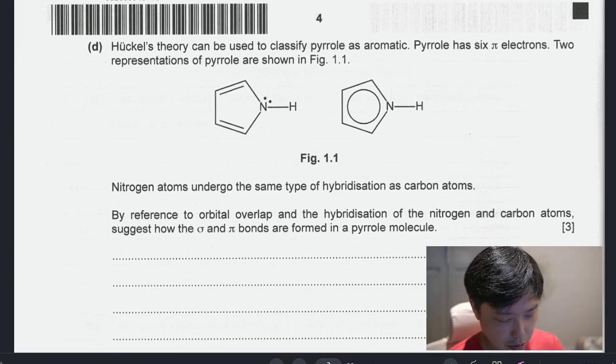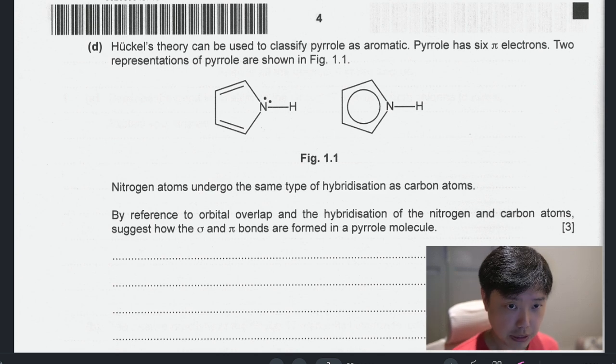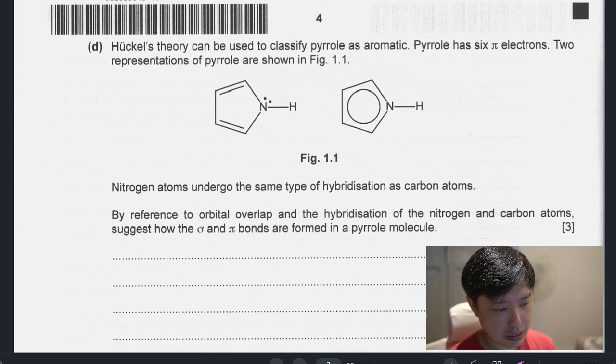Okay, everybody, let's continue with question 1D from 2024 paper 3. So in part C, we did a quick example of how Hückel's rule can be used to deduce whether a structure is aromatic. They say in figure 1.1, this pyrrole is aromatic because it has 6 pi electrons, just like a benzene ring. So those electrons can delocalize.